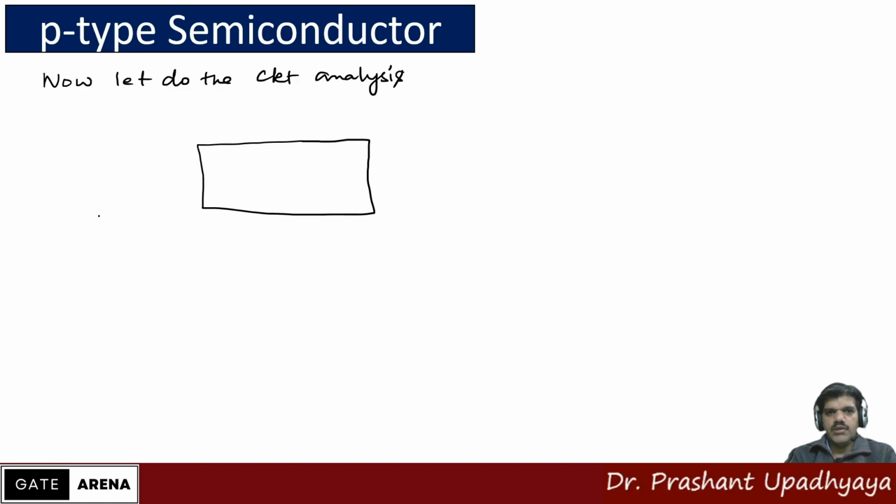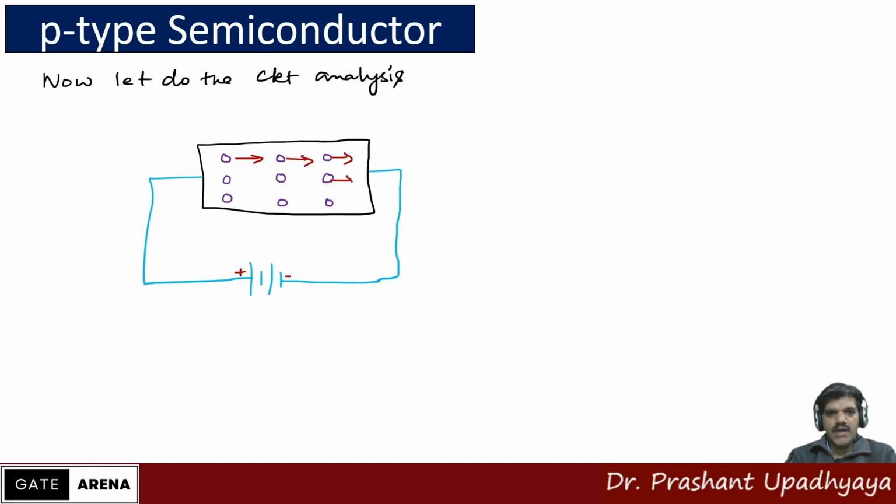So I'm drawing a crystal here, and in this we have seen that the holes will be the majority charge carriers, and I'm connecting the battery to it. I will be drawing the holes in it, and the direction of these holes will be to the negative terminal of the battery. You can see this is positive and this is negative. So the direction of a hole will be toward the negative terminal of the battery. Okay, so this is my direction. I have taken this as a p-type.